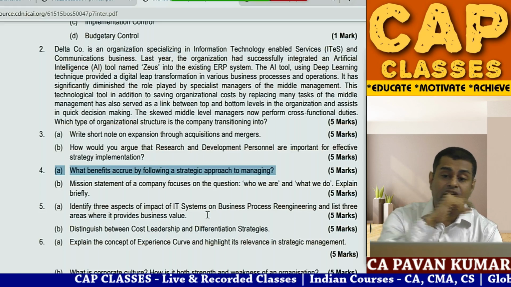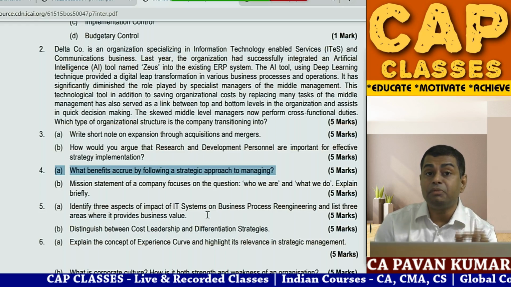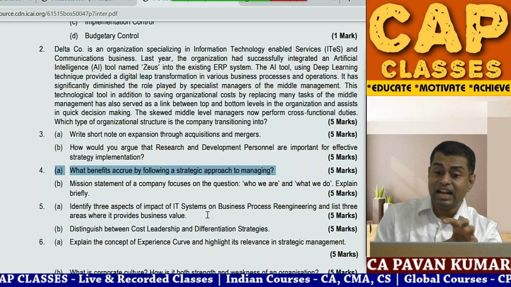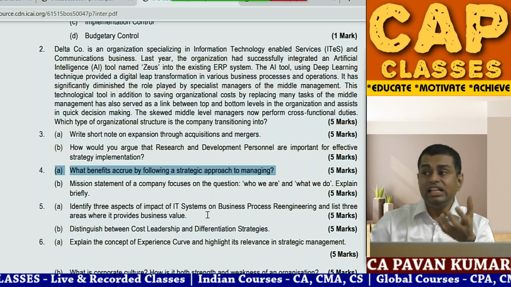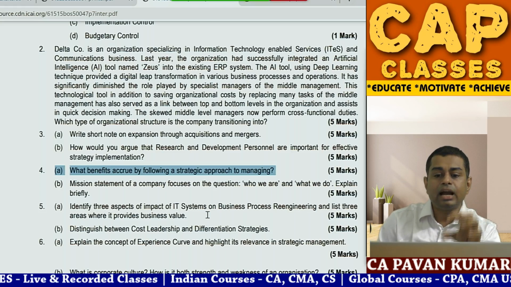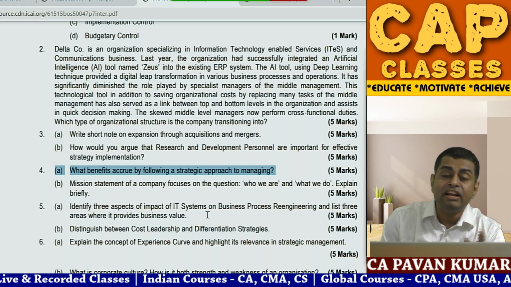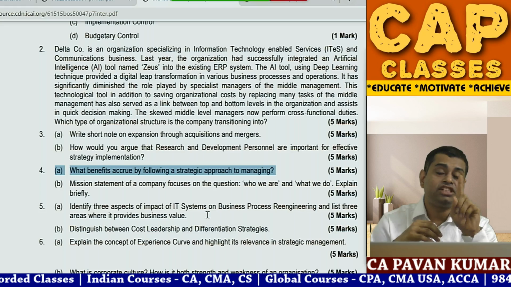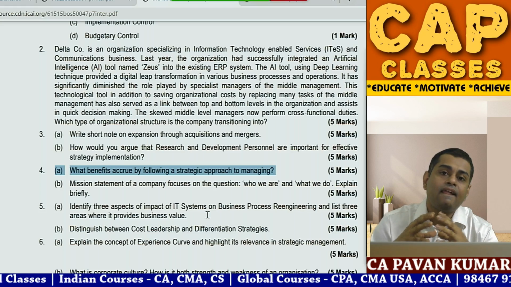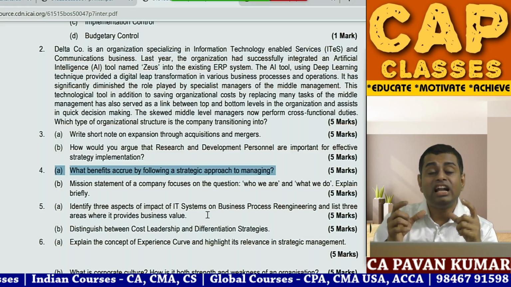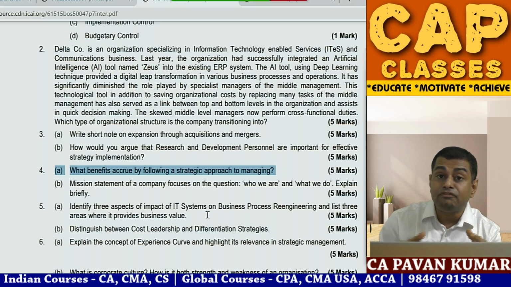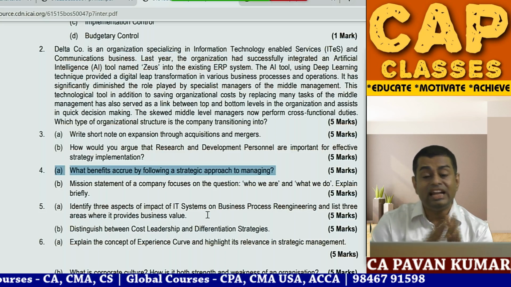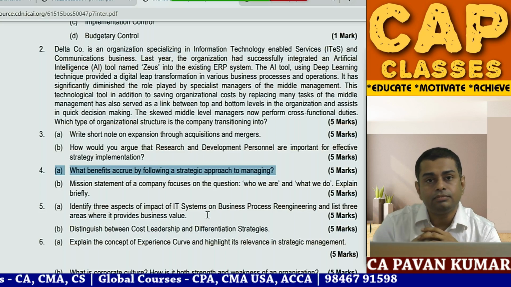Very good, Abhishek, you are right. Strategic management helps an organization to be more proactive and less reactive. Instead of being reactive, the company will be proactive. It develops a sense of dynamism. First one. Second one, strategic management develops a framework for decision making for the managers.